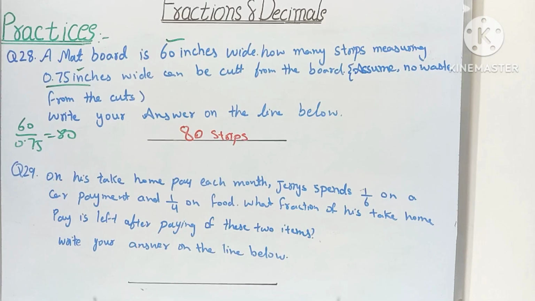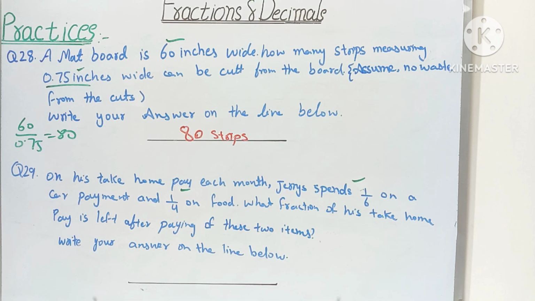On his take-home pay each month, Jerry spends 1/6 on car payment and 1/4 on food. What fraction of his take-home pay is left after paying for these two items? Write your answer on the line below. To find the fraction of Jerry's take-home pay left, first find the total fraction spent and then subtract it from 1, representing the whole pay.